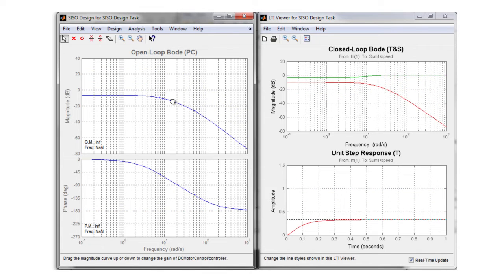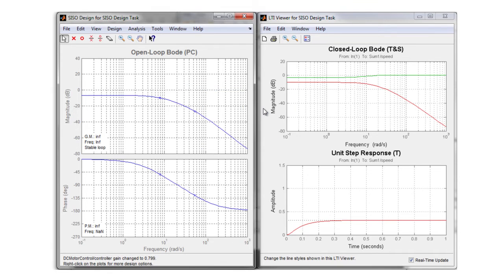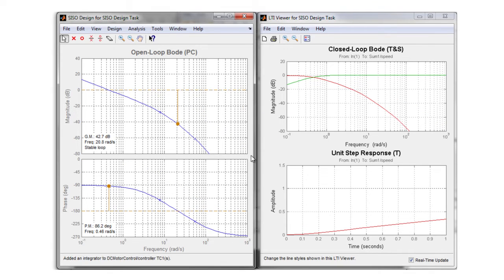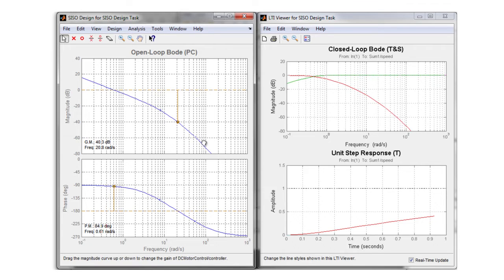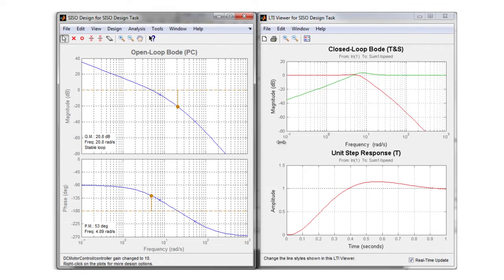Let me bring the gain back down a bit and add a pure integrator to my controller. As soon as I add the integrator, I will achieve zero steady-state error in my step response. Let me increase the gain a bit so we can see this better. I want you to notice a couple of things here. First, because of the integrator, now the phase crosses the minus 180 degrees because everything has been shifted down 90 degrees. And because I have infinite gain at DC, now my transmissibility transfer function shows near perfect tracking at low frequencies.